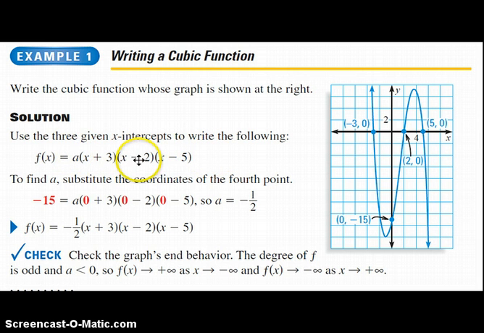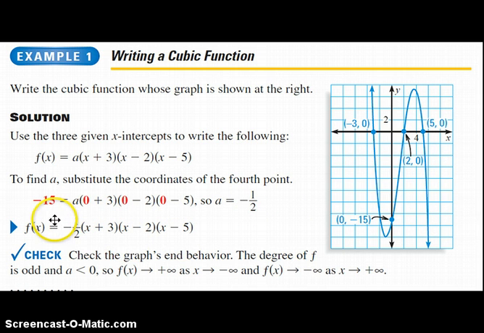But if I were to just use this exact formula, I wouldn't be able to get the y-intercept that's down here at -15. So the a, which is the number in front, the leading coefficient, what number should a be so that when I substitute in 0 for x, I get -15? Well, in order to find that, that's algebra. So we substitute 0 in for x in each of our factors, and we come up with -15 is equal to a times 3 times -2 times -5, which is, of course, -30. So if -15 is equal to a times -30, then that means a has to be equal to -1/2.